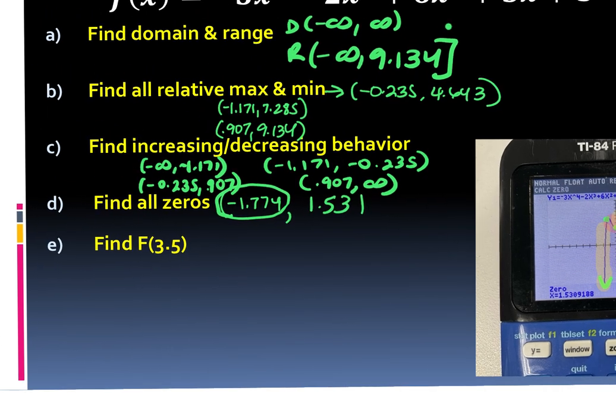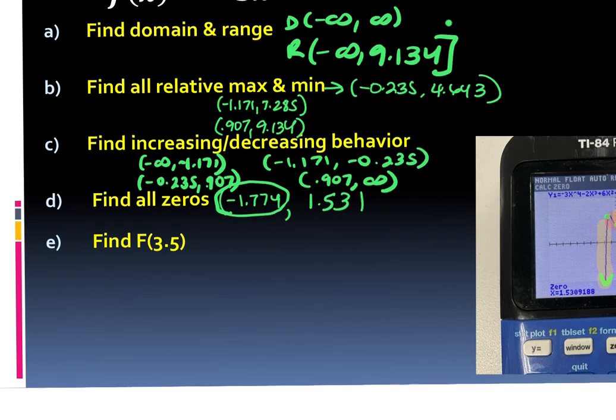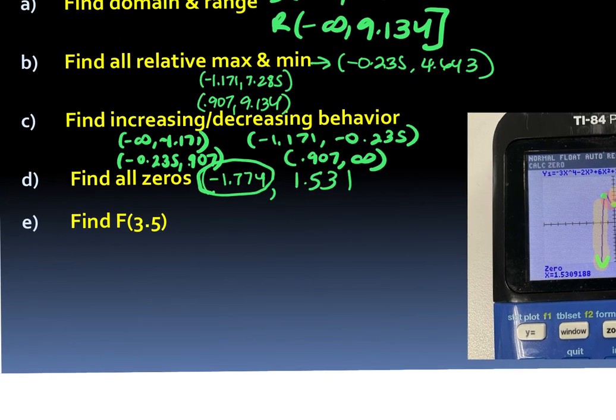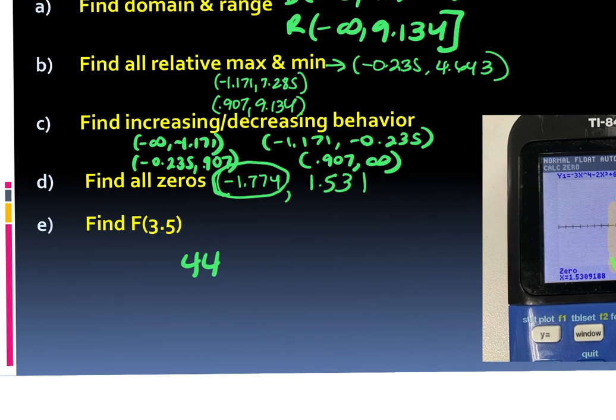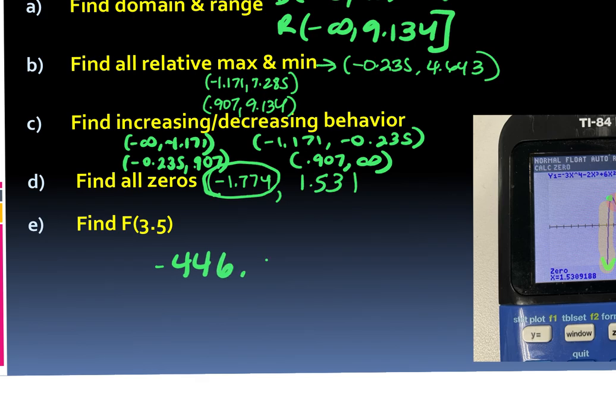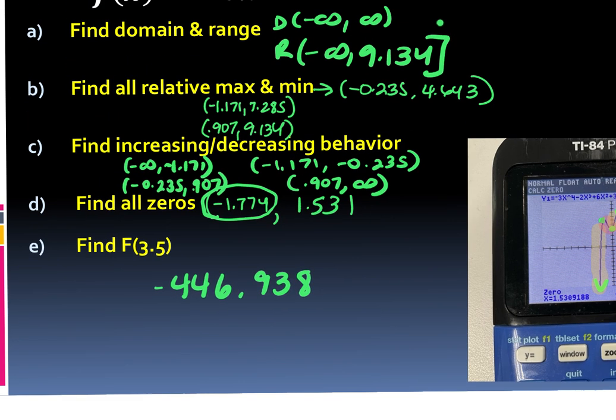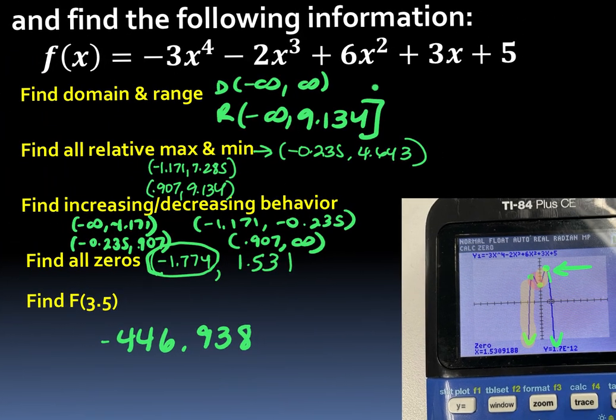And then the last thing it asks for is your f of 3.5. So for that, we're going to go to the calculate menu. We go to the calculate menu, we go to value, and we type in 3.5. And you get negative 446.938. Always 3 decimal places unless it says otherwise.